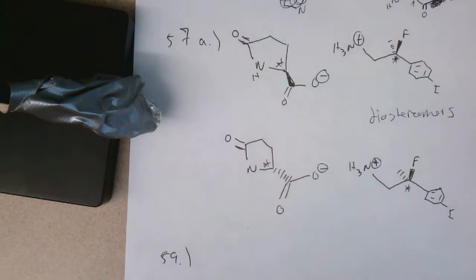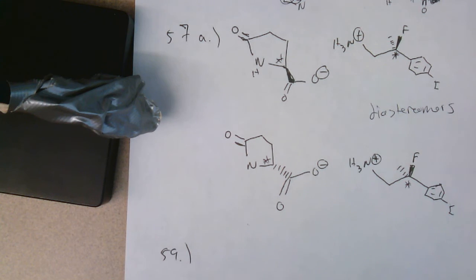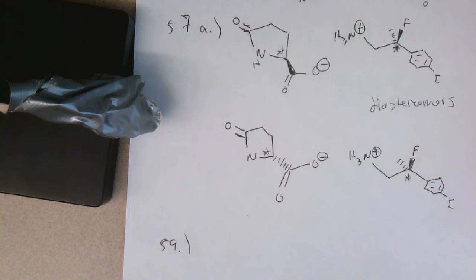diastereomers are the ones that have different physical and chemical properties. So one of them might be more soluble than the other one. They might interact with silica in a slightly different way. They might have different boiling points or melting points. These are all things you might be able to exploit to separate them.